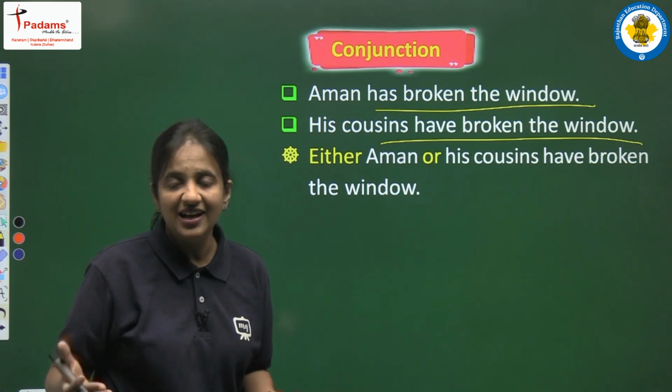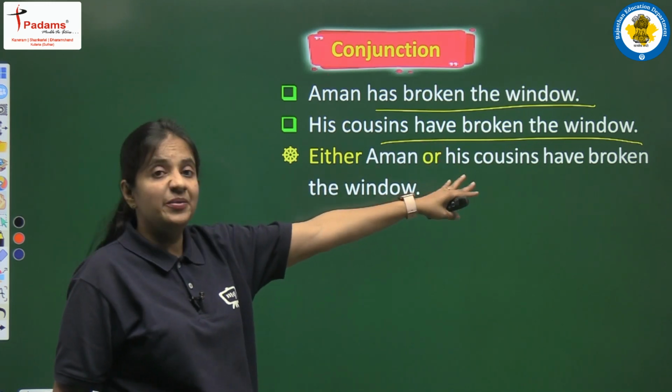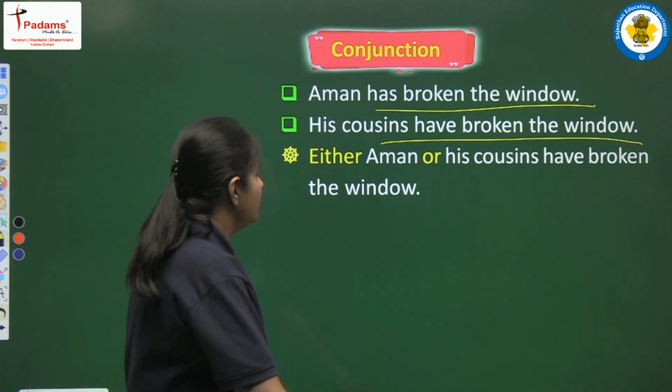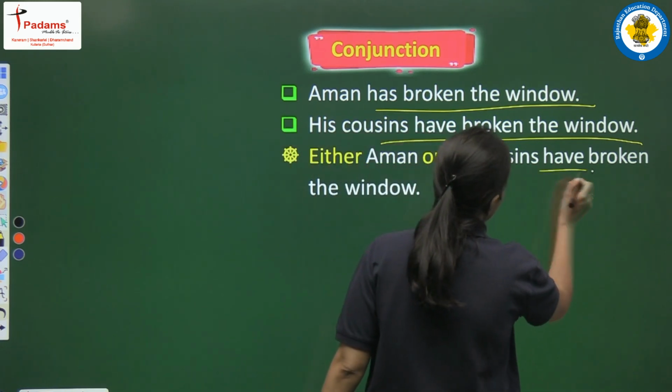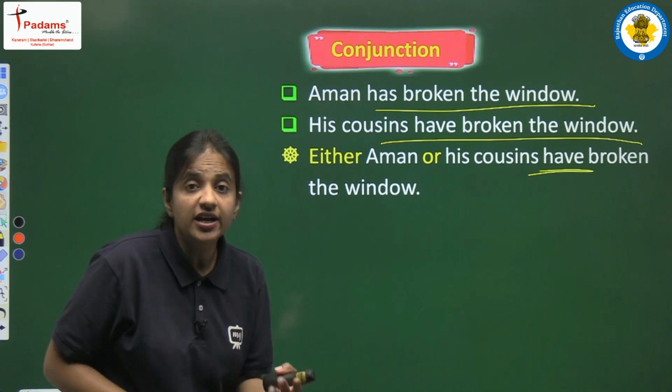We have done this much earlier also. This thing is clear. I hope this much of the sentence is clear. Now we are coming to the verb. So what we are doing here? So here we are writing have. Why? Because our sentence is either Aman or his cousins.